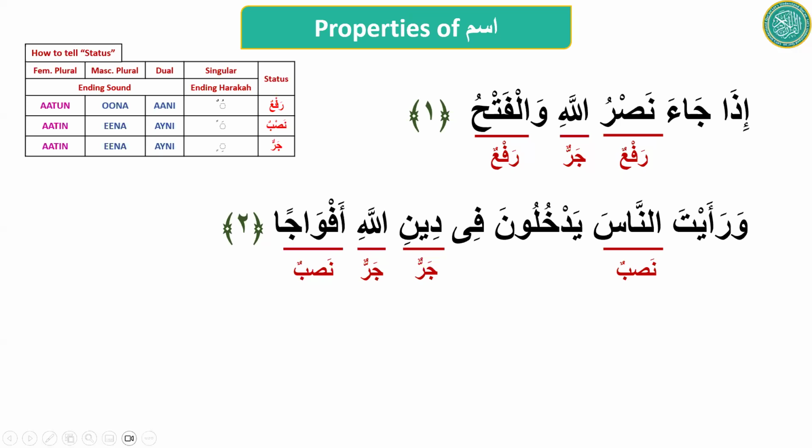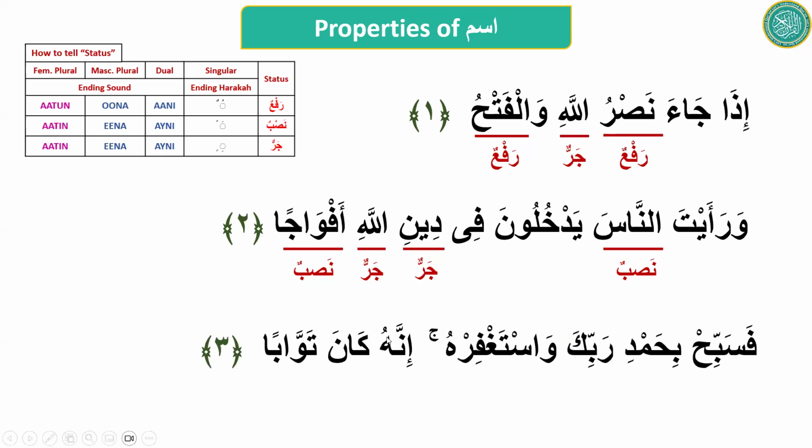I will ask Brother Romiz. Assalamu alaikum, brother. Wa alaikum assalam. Hamdi. This is Jar. Why Jar, brother? Because of the Kasra. All right. Rabbi. This is also Jar because of Kasra. Very good. Tawaban. This is Nasab because of Fatha. Fatha. Very good. Thank you, brother.